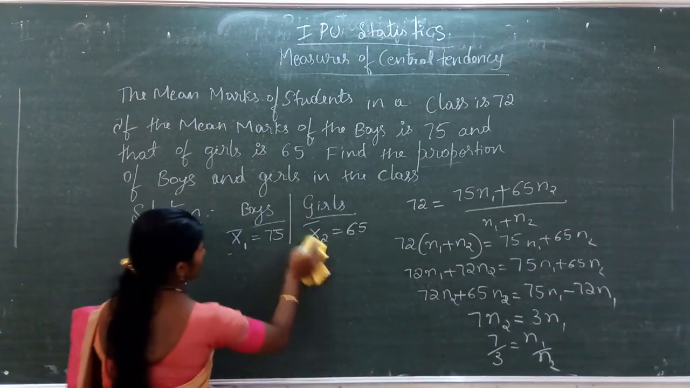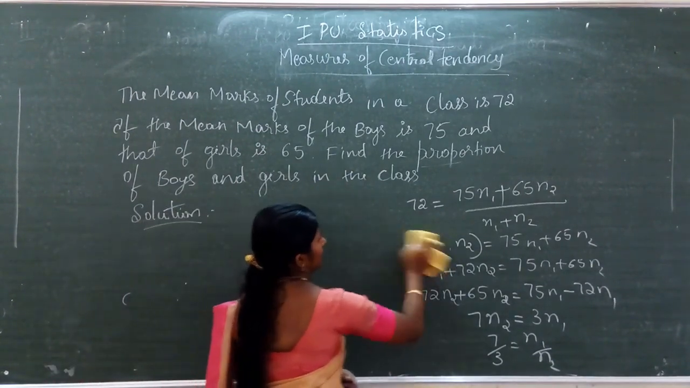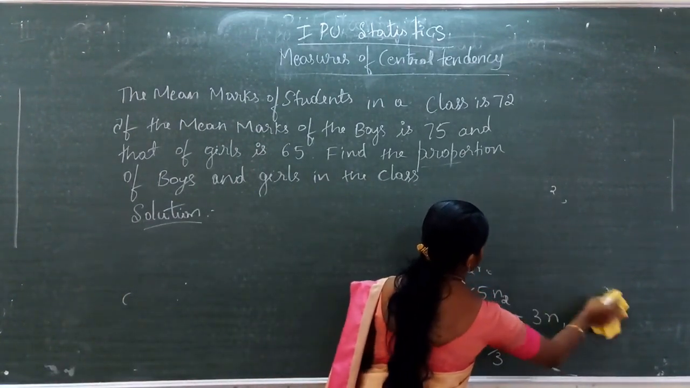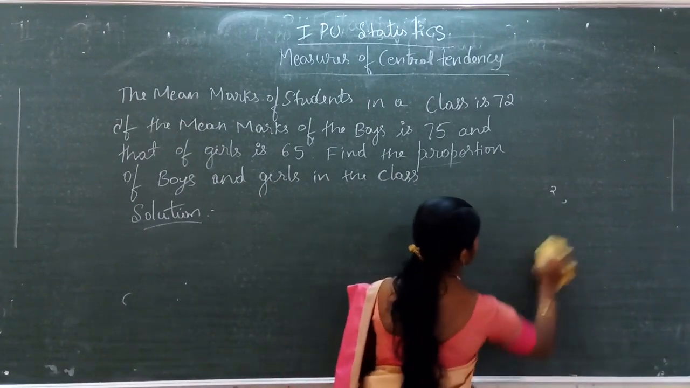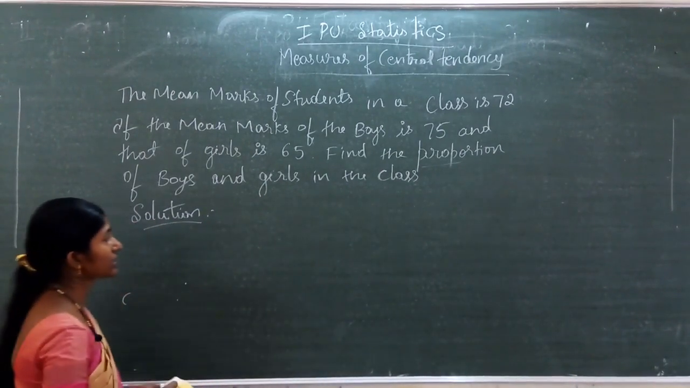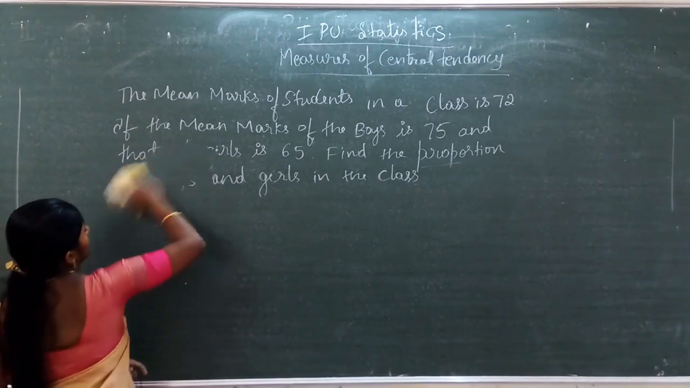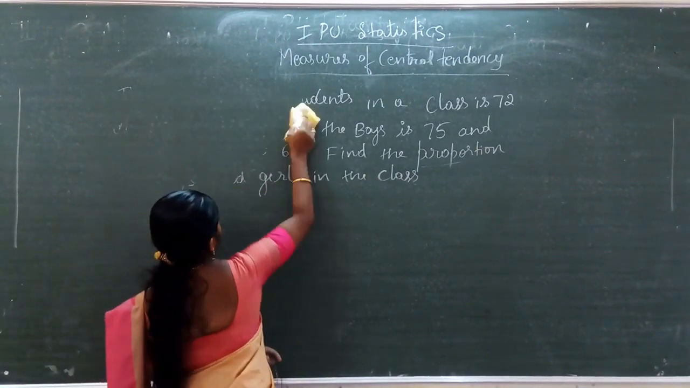Here with the combined arithmetic mean, I have done different problems. Now, if wrong values are given, what do you have to do? That type of problems we will do.